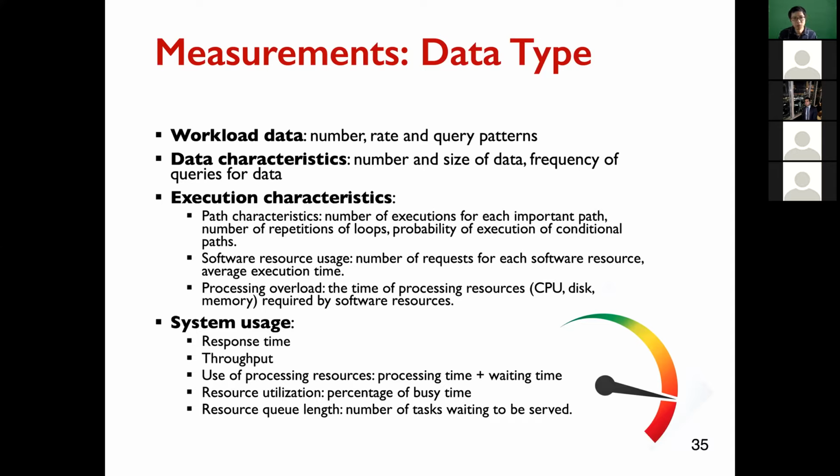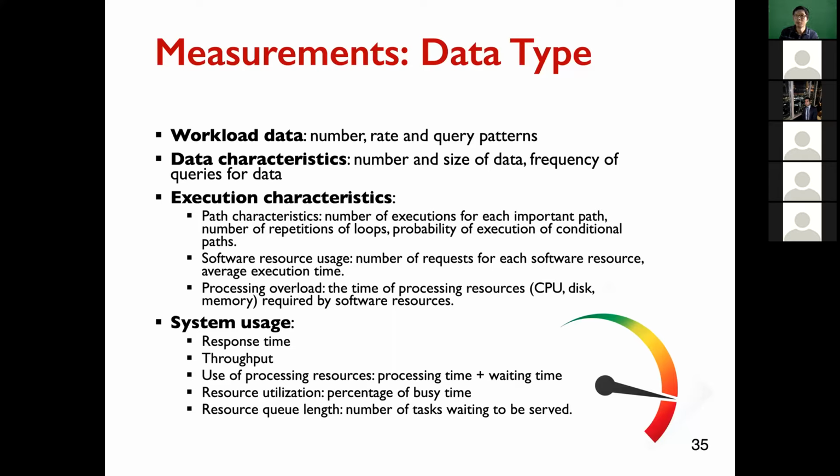For example, when people are using the sorting algorithm, what are the types of input data they have, and what is the size of the input data? And we have execution characteristics, for example, path characteristics, such as the number of executions for each important path. In the software system, we have different paths, and we count how many times one path was executed during the performance test. And we have system usage characteristics, such as response time, throughput, and CPU and memory usage. So these are the data types we may use during a performance measurement.